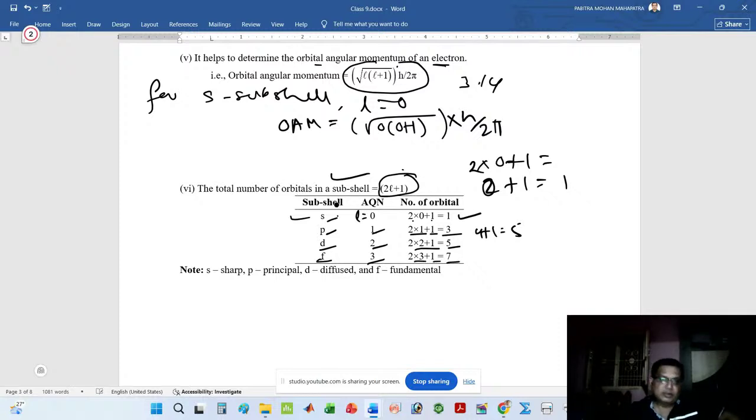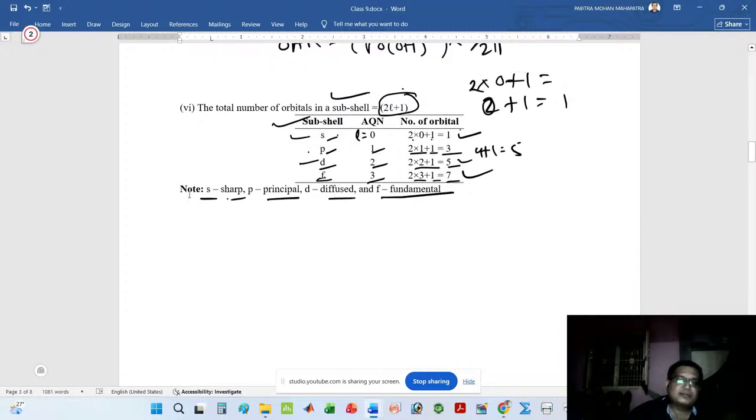So finally, I can conclude that S subcell has one orbital, that is 1s. P subcell has three orbitals. D subcell has five orbitals. F subcell has seven orbitals. Here you can remember a general knowledge: S is for sharp, P for principal, D for diffused, F for fundamental. These orbitals are denoted by SPDF, where S is for sharp, P for principal, D for diffuse, and F for fundamental.